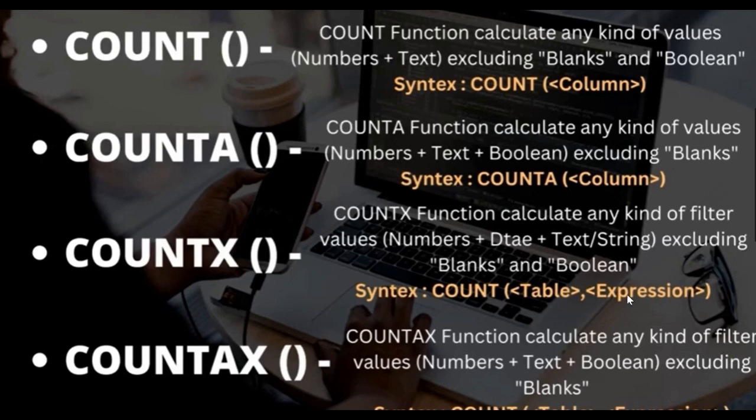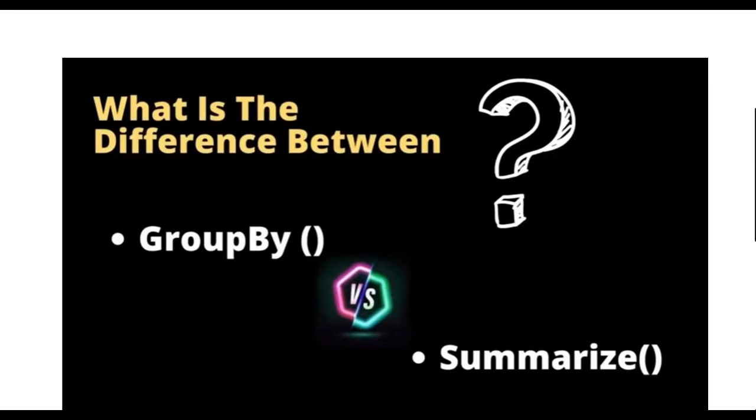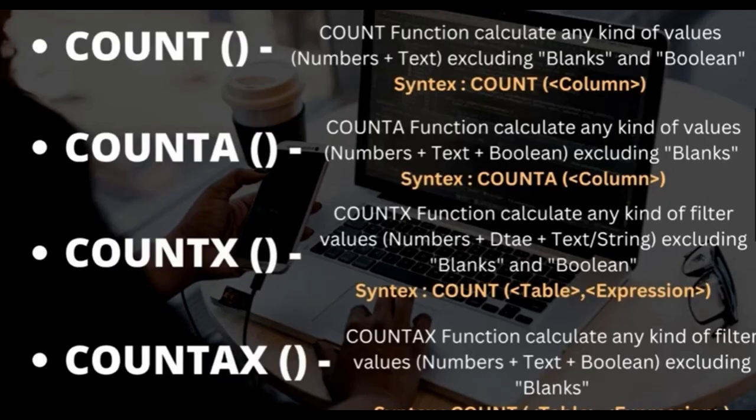As I already told you, COUNTX or anything with X works with some condition or some filtering. So this expression is for some if condition, where condition, or whatever you want to filter out here. Next one is COUNTAX. The COUNTAX function is used for any kind of filtered values, number, text, boolean, excluding blanks. And the syntax is the same: COUNTAX, table and expression.